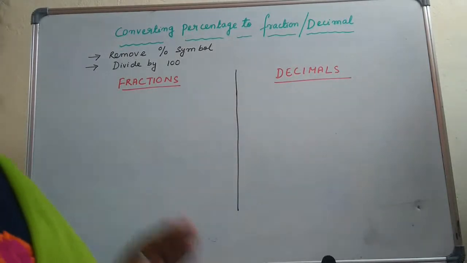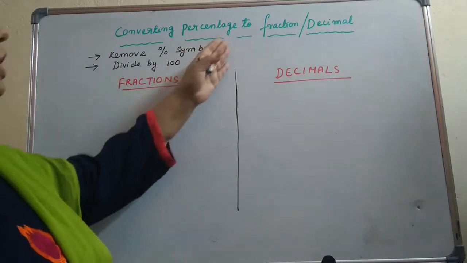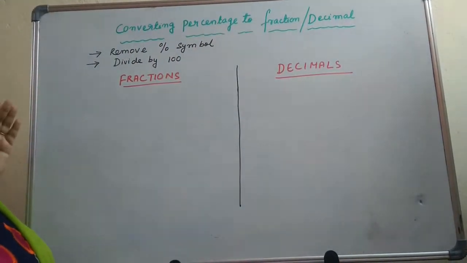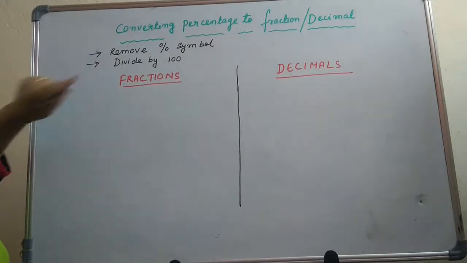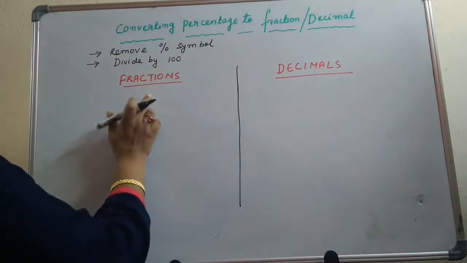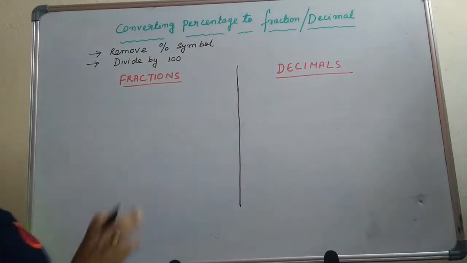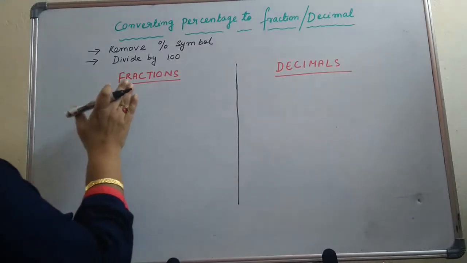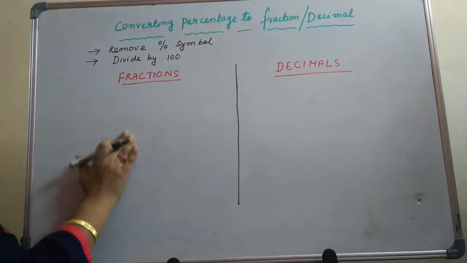Now let us learn about how to convert percentage into fraction or decimal. For this we have to remember two important points. First point is we have to remove the percentage symbol, and the second point is we have to divide by 100. Okay. So what is going on here? Let me tell you.